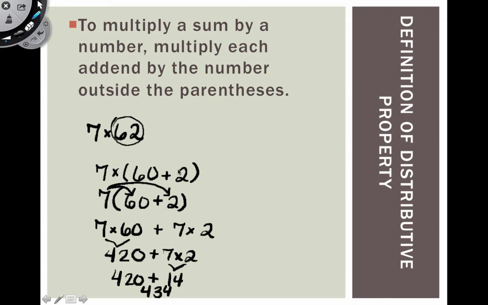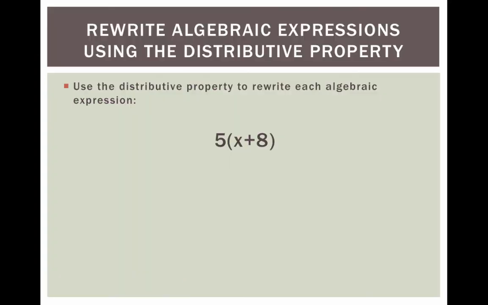And we had the 7 outside of the parentheses. We multiply each addend by the number outside of the parentheses in this step to get 420 plus 14, which got us 434. So we went over how to use the distributive property to solve numerical expressions, but we're also going to use the distributive property to rewrite algebraic expressions.